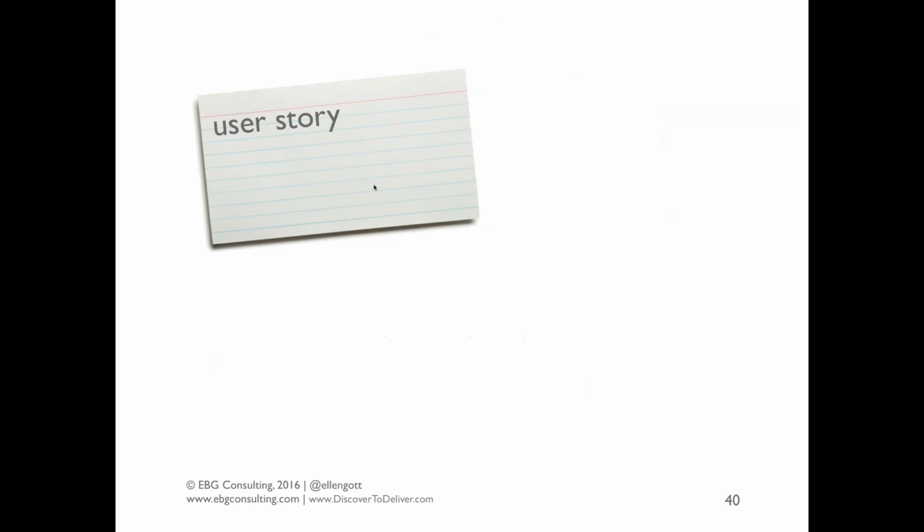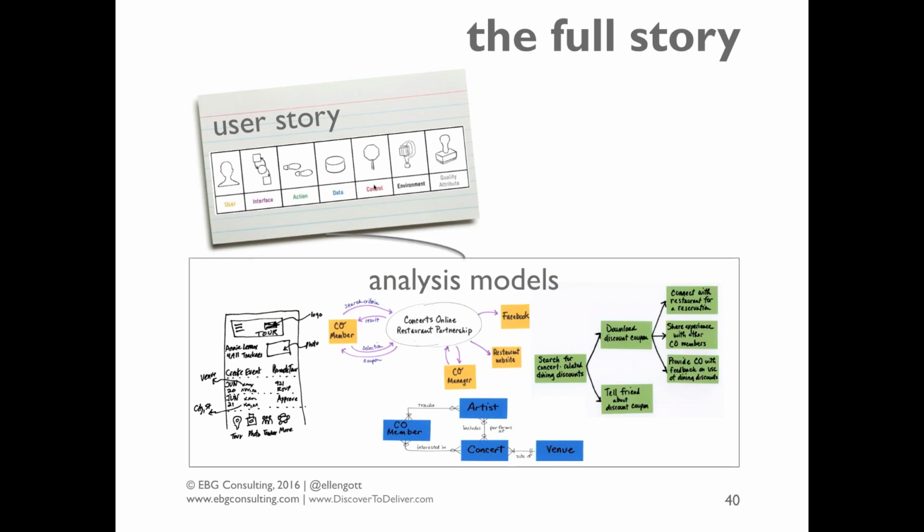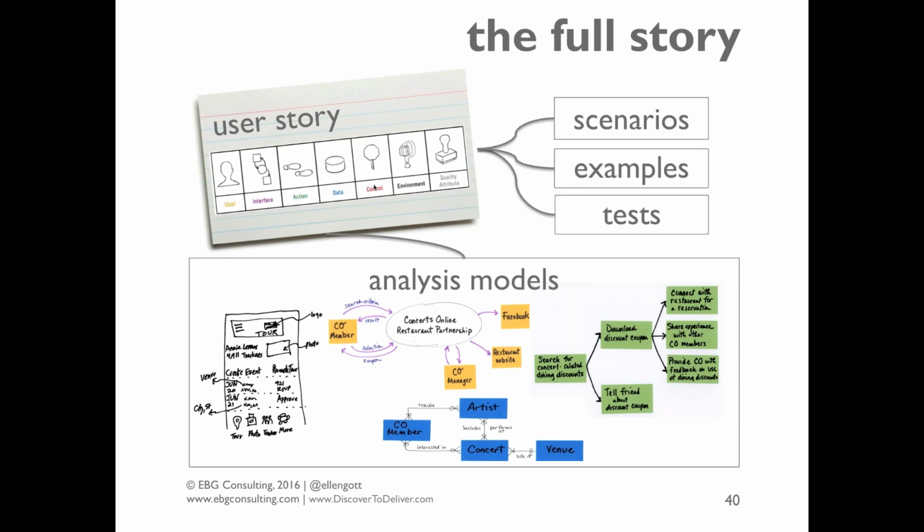So let's just remember that the story is a placeholder. And if it's worthy, if it's valuable, we need to get the full story that incorporates exploring all 7 of the product dimensions, supplementing conversations appropriately with visuals, and making sure that we have a shared understanding using these techniques, as you see here: scenarios, examples, and tests. And these are proven ways to avoid chaos and engender collaboration.